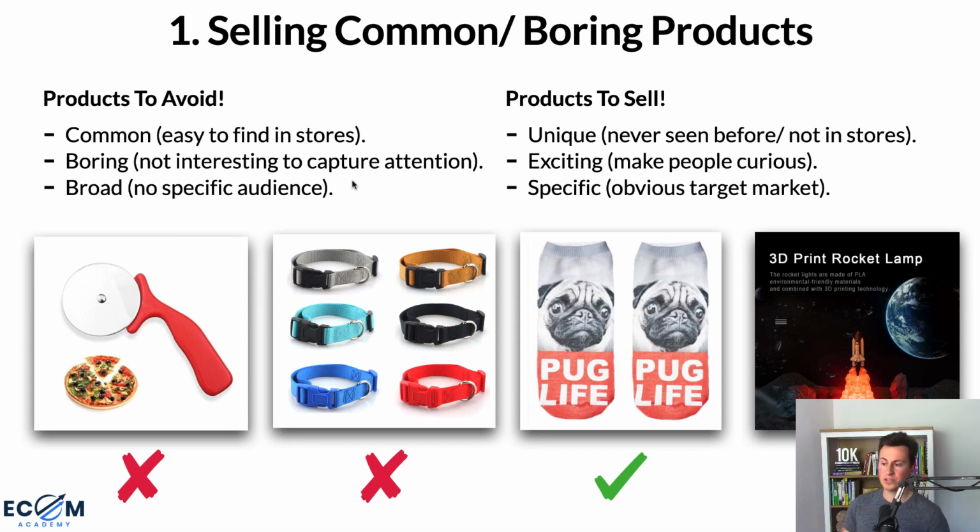In terms of products to sell, these are products that you should be actively trying to find. Number 1, you should go for unique products. These are products never seen before, so not in stores. If somebody sees your product and they've never seen it before anywhere else, that increases the chance hugely that they're going to buy that product from you.